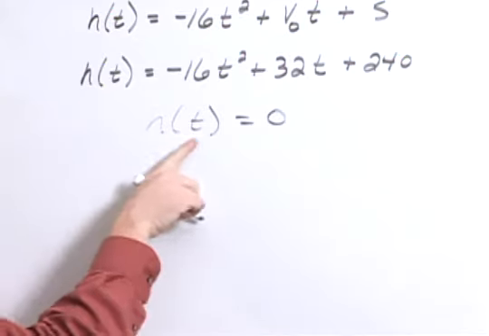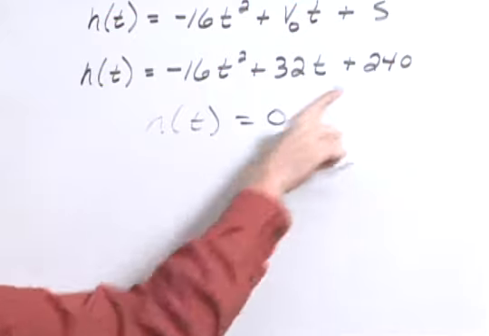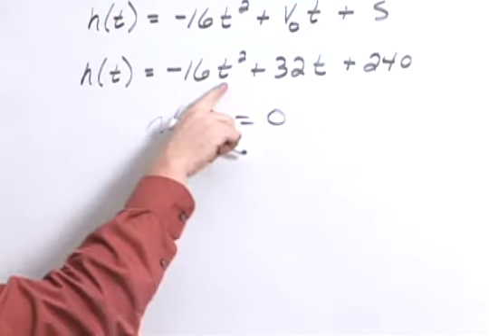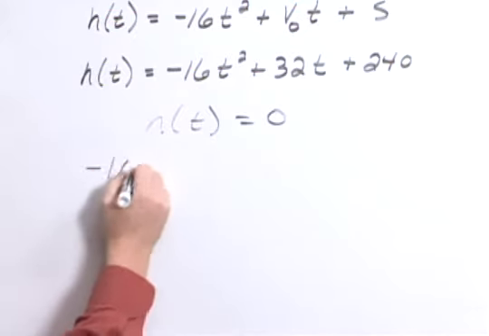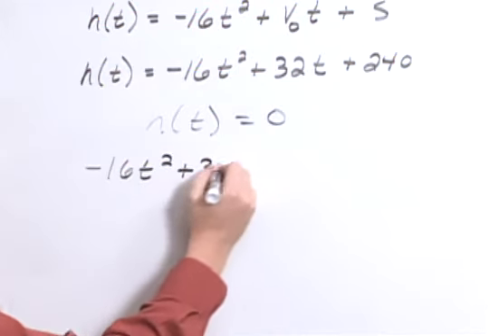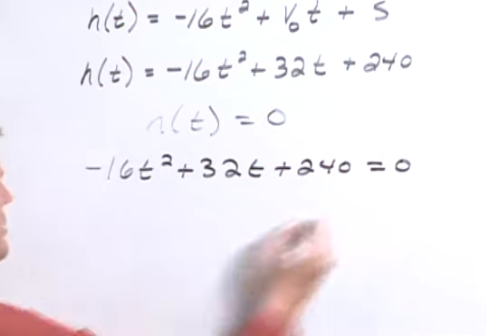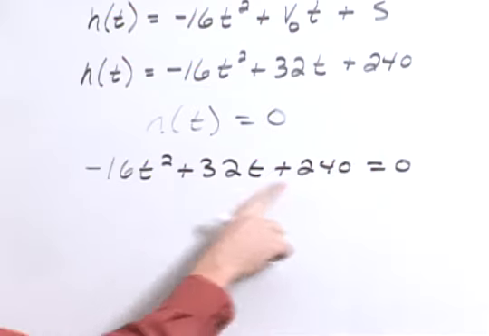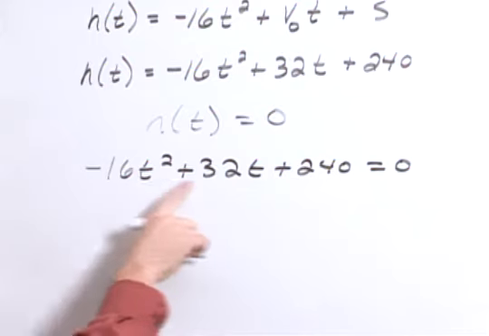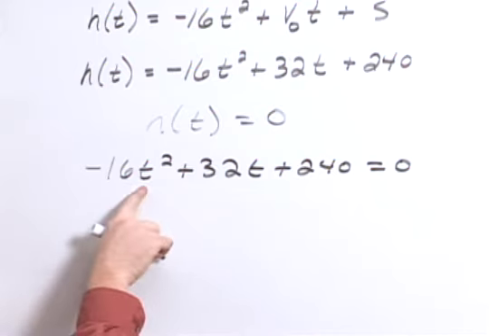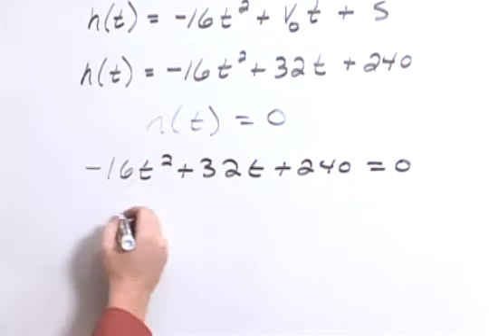Since I want to find h of t equals 0, I can set the entire function equal to 0 and solve for t. Negative 16t squared plus 32t plus 240 equals 0. With these large numbers, one of the things that I can do is factor out a negative 16. That will clear up that quadratic a little bit.